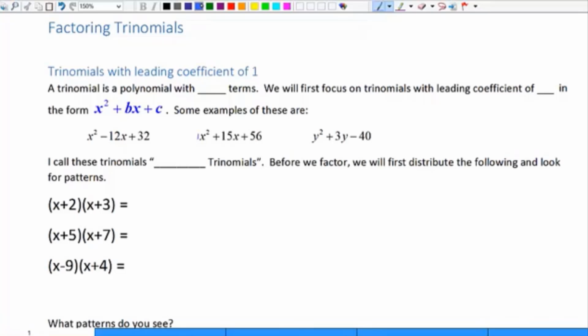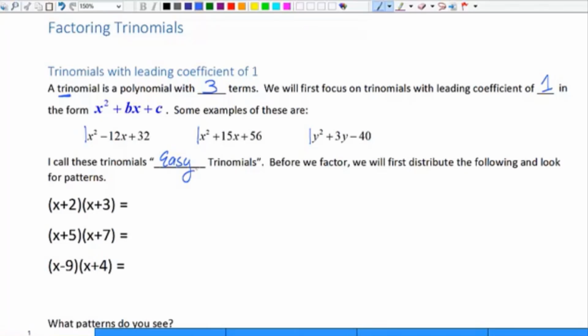Our next lesson is on factoring trinomials. A trinomial is a polynomial with 3 terms. That's what the tri in trinomial means, 3. We will first focus on trinomials with leading coefficient of 1 in the form x squared plus bx plus c. Notice that each one of these examples has a leading coefficient of 1. I call these easy trinomials, with a leading coefficient of 1.